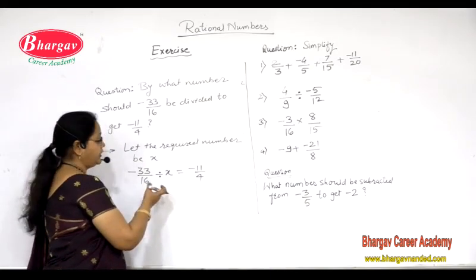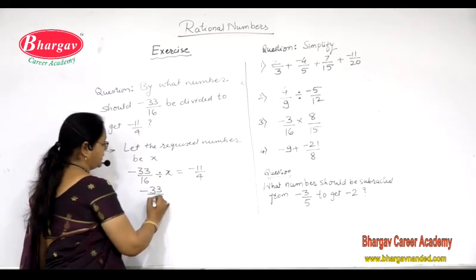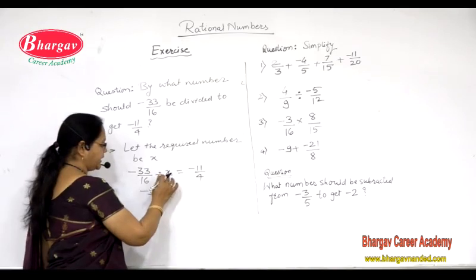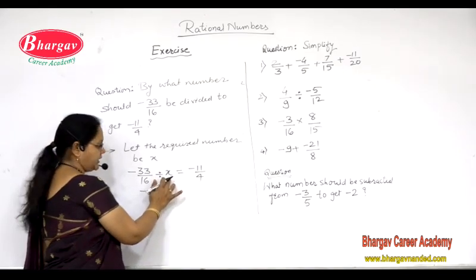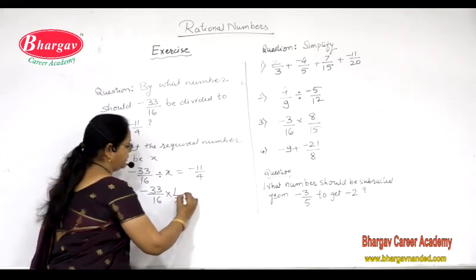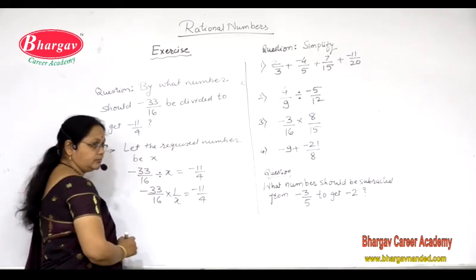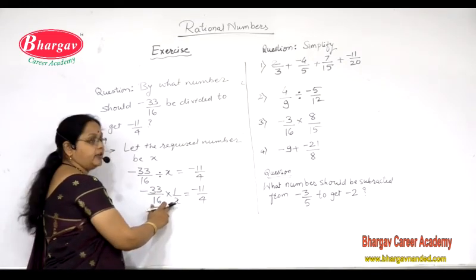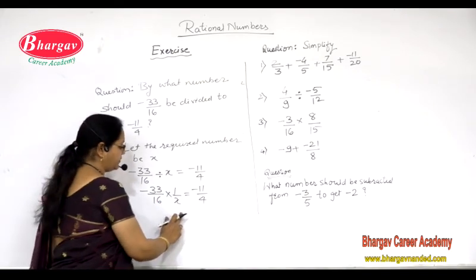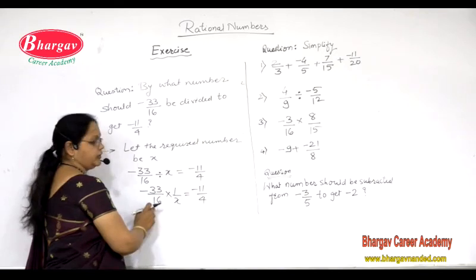So as we know, there is no such division operation. What we do? We write it as minus 33 by 16. We change the sign of division to multiplication and we take the reciprocal of this number. The reciprocal of x will become 1 by x, which is equals to minus 11 by 4 as it is. Our target is to find out x, not 1 by x. So what we do? We change the side of this x. I shift this x on the right hand side and this minus 11 by 4 on the left hand side.